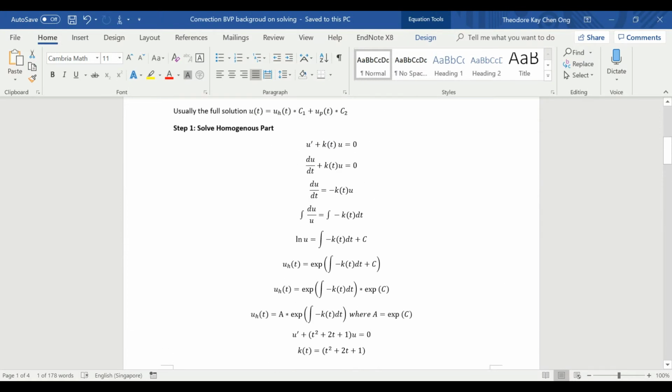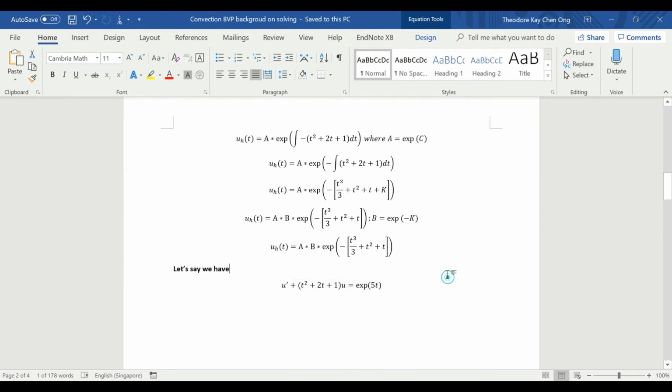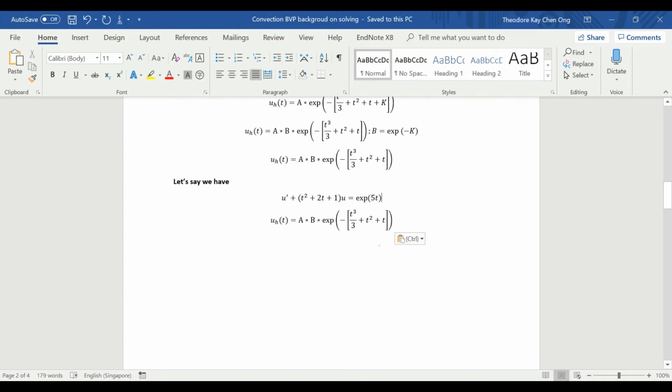Let's go. Okay. We already have the homogeneous part. Okay, we have the homogeneous part, right? So how are we going to solve for the other part? Well, there is a simple math trick that we just have to remember. Simple math trick.